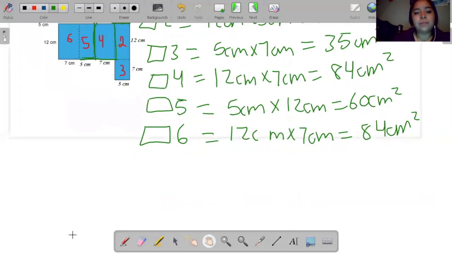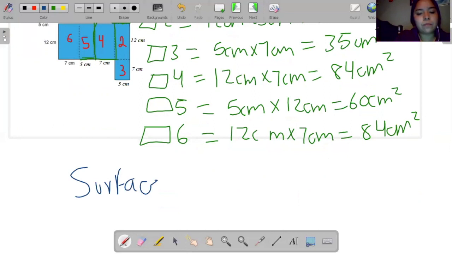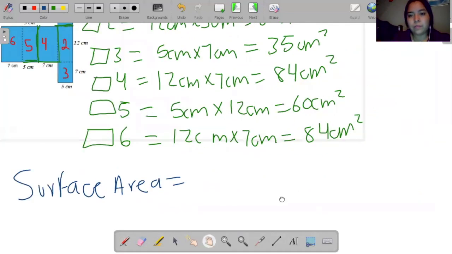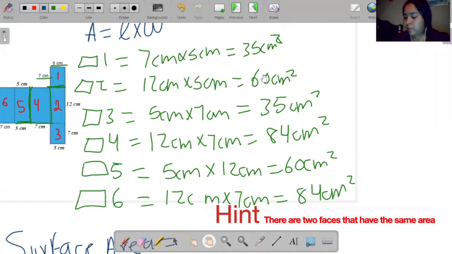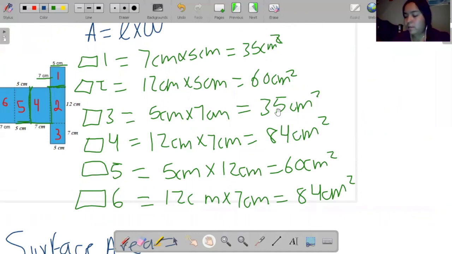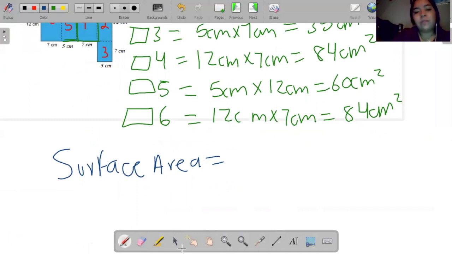So our surface area is equal to 35 plus 60 plus 35 plus 84 plus 60 again plus another 84. So our total surface area is 358 square centimeters.